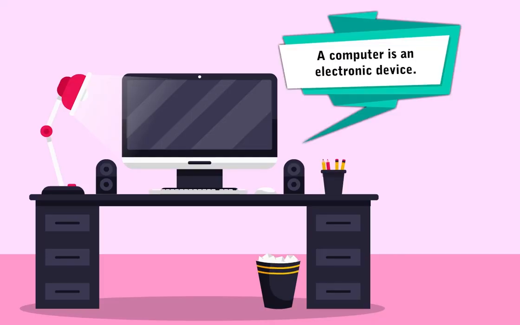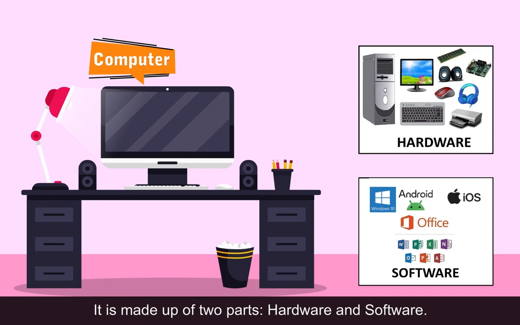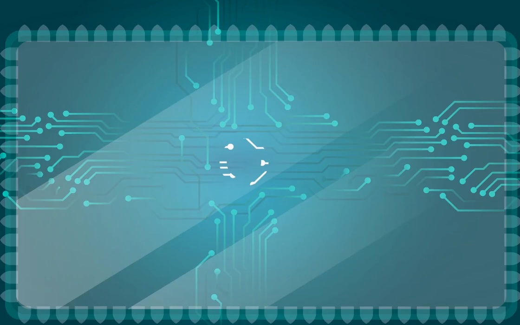Computer. A computer is an electronic device. It helps us to write, draw, calculate and play games. It is made up of two parts, hardware and software. These two parts are further divided into many parts. Let us know about them in detail.